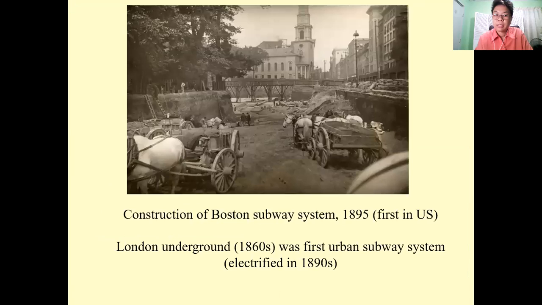Even in Boston, they come one after another because of the 1800s. As you've noticed in all of these descriptions, first in the United States is the construction of the subway system in Boston. That's the first one. And of course, the underground that you've seen previously was in the 1860s. That's the first urban subway system electrified in the 1890s. Okay, so those are the landmarks in their descriptions.